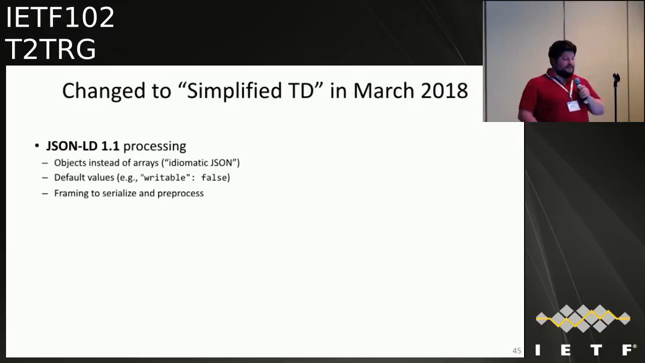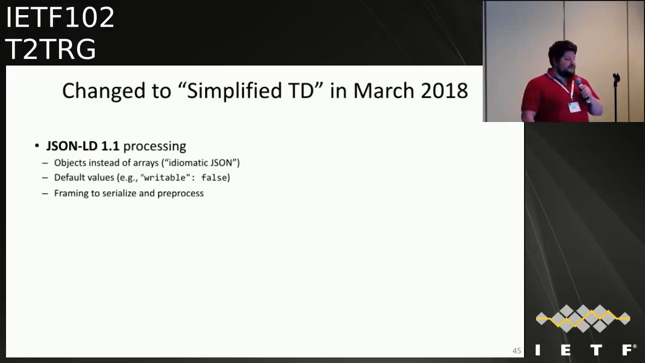JSON-LD 1.1 itself has the goals of being more idiomatic, so that you can write a JSON document that looks like a human would write a JSON document, because before you had to use a lot of arrays. It solves some issues with default values so that if something is clear, you can just omit it, and by processing it, fill in these well-known defaults.